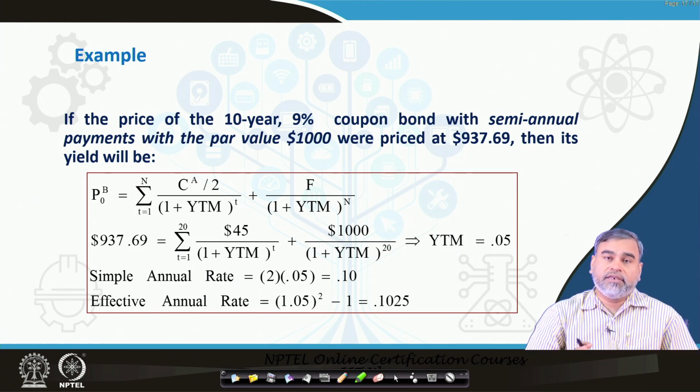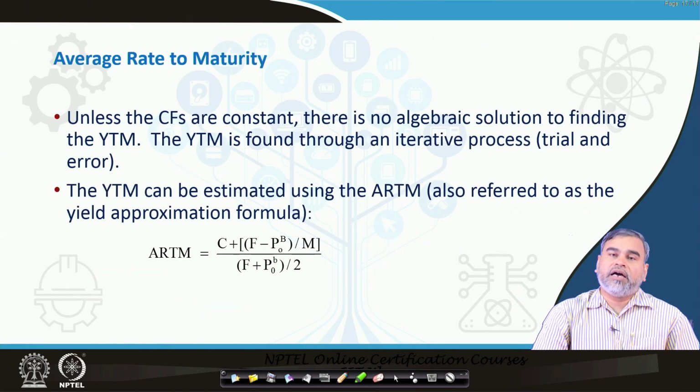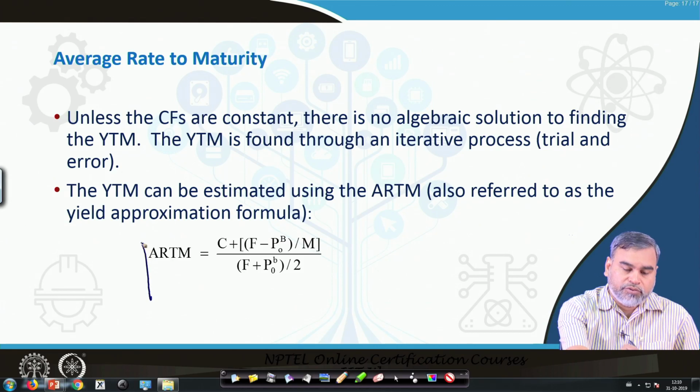But just now I said that it is relatively difficult to calculate the yield to maturity, because that has to be calculated on a trial and error basis. So, if you calculate on a trial and error basis, then it will be relatively complex in nature to find out. Then approximate yield to maturity, if you want to calculate, how can you calculate? We take the help of the average rate to maturity. So, whenever we go for the average rate to maturity, what do we do? We use this formula.